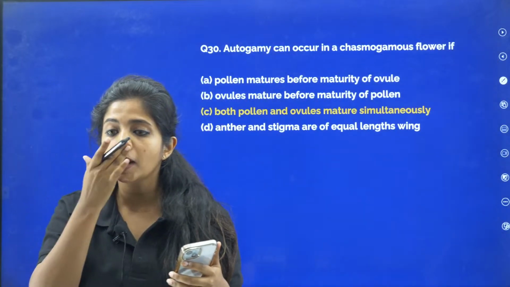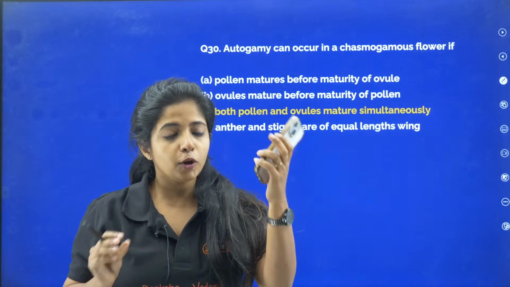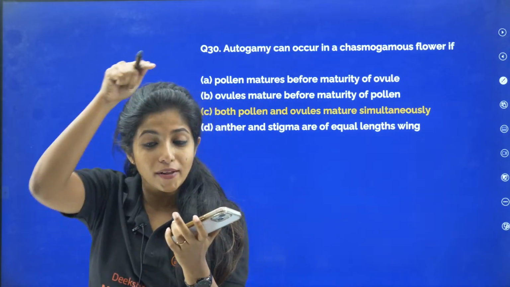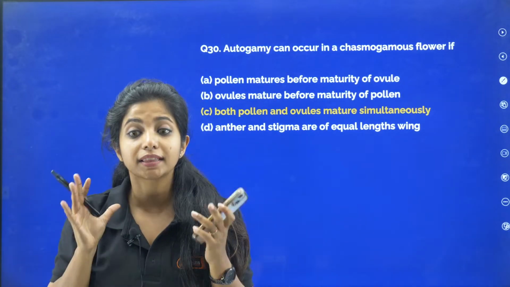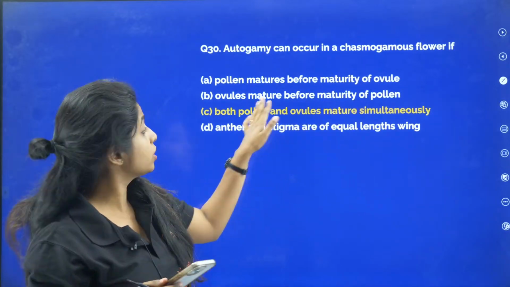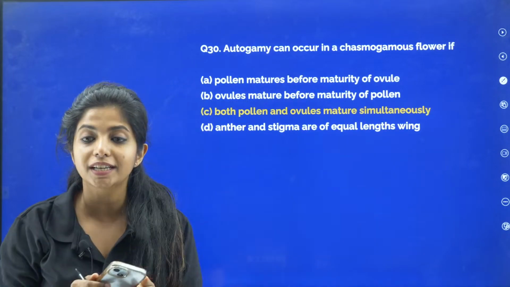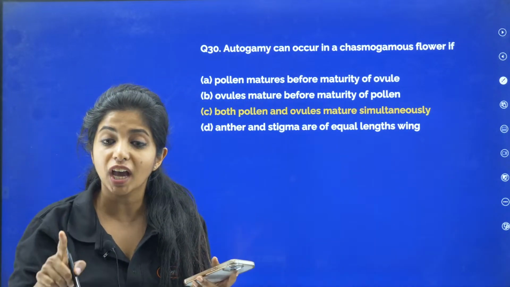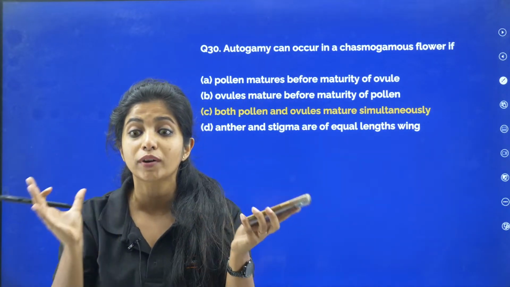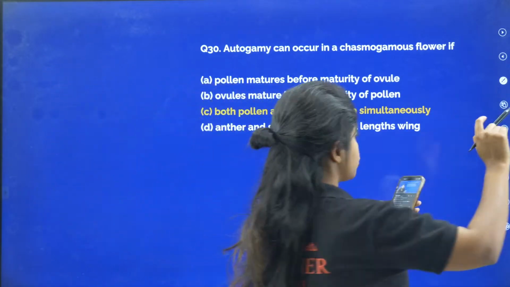Autogamy can occur in chasmogamous flowers. If autogamy means what? Self-pollination. Pollen grains from the same flower on the stigma of the same flower. When do you think this can actually happen? Pollen matures before maturity of the ovule? No, there is no synchronization. Here also no synchronization. Both pollen and ovules mature simultaneously. There is synchronization, and that's when autogamy can happen in an open flower, that is chasmogamous flower. Always remember, cleistogamous are closed ones. CL for closed, CL for cleistogamous.